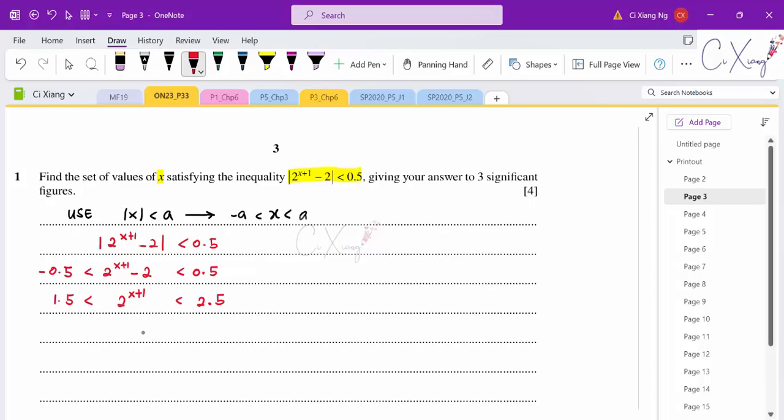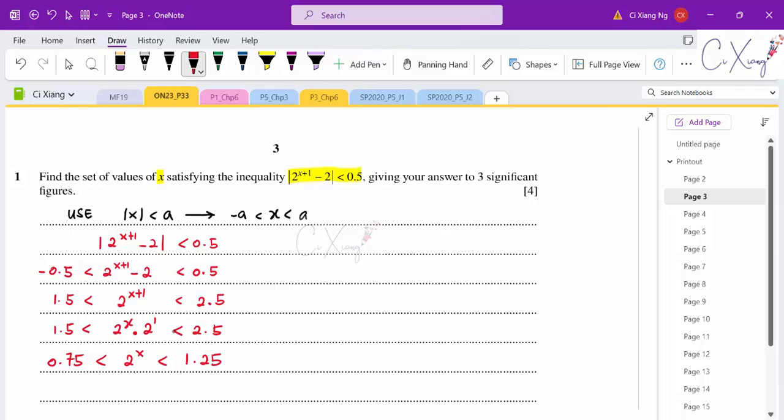Okay, so for your information, 2 power x plus 1 can be written as 2 power x multiplied with 2 power 1. And next step, I want to move the 2 power 1 over. That means for every single part here, I try to divide everything by 2. So if I divide everything by 2, this part I'm having 0.75. So the center part here, I'm having 2 power x. Then 2.5 divided by 2, you're having 1.25.